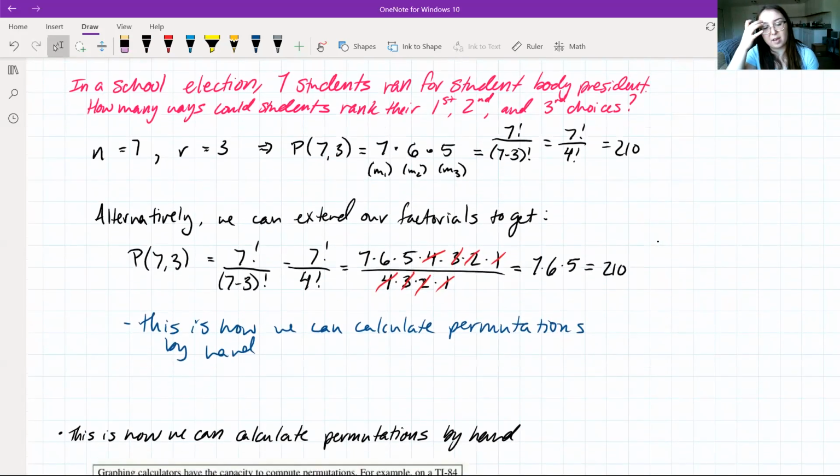In cases where we have 7 and 3, it's not too bad. We cancel out some numbers, we're left with 7 times 6 times 5. In other cases, it's going to be really long, so it may just be best to use your calculator. In other cases, it can be actually pretty short, so maybe by hand would be the best way. These are just different ways that you can use to find the same answer.